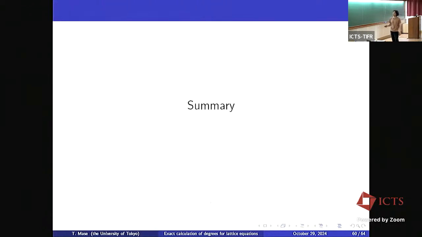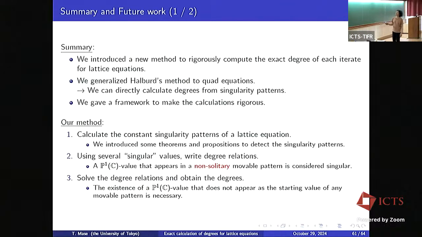What is important is the existence of special value. Okay, let's review the talk. We introduced a new method to calculate the degree by generalizing Halburd's method. My theory now only works on quadratic equations, but it's expected to generalize the theory. It's the future.